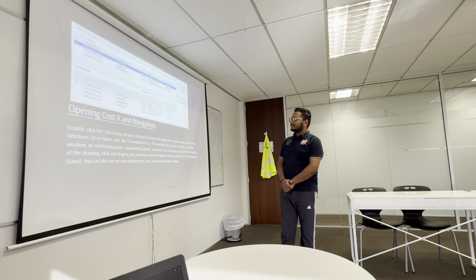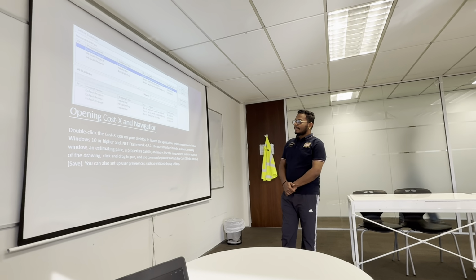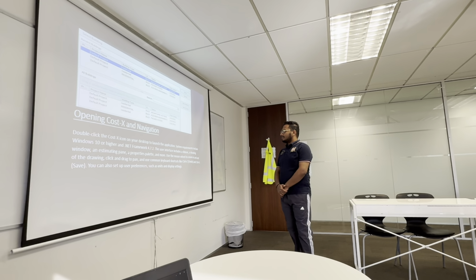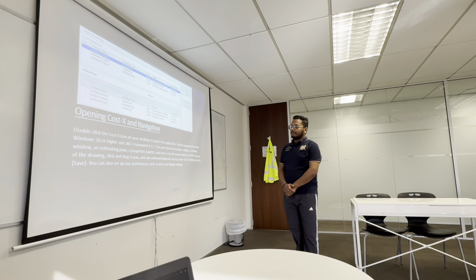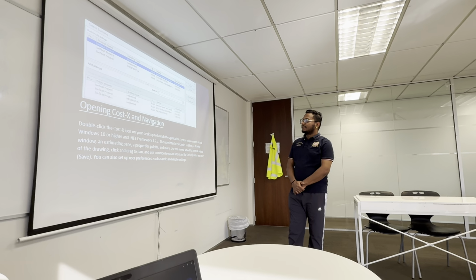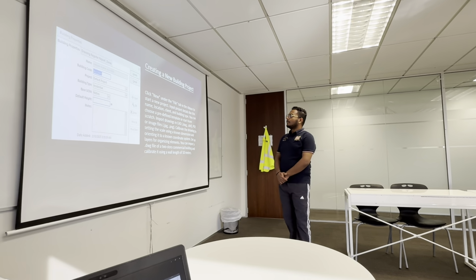properties, palettes, and more. Use the mouse wheel to zoom in and out of the drawings. Click and drag to pan, and use common keyboard shortcuts like Ctrl+Z for undo and Ctrl+S for save. You can also set up user preferences such as units and display settings. Next one. So, creating a new building project.